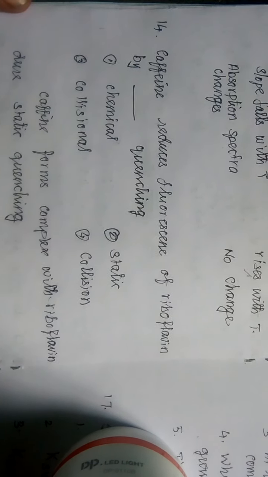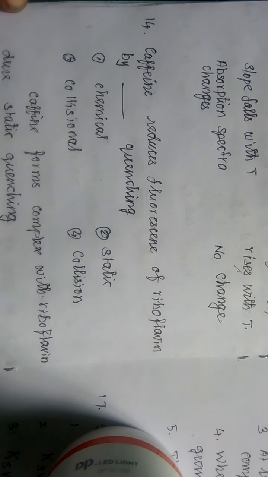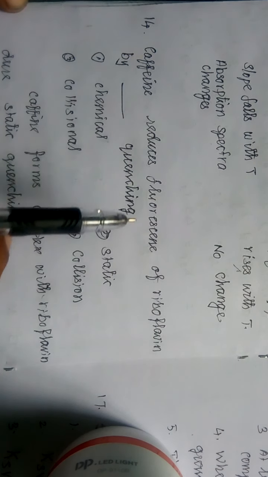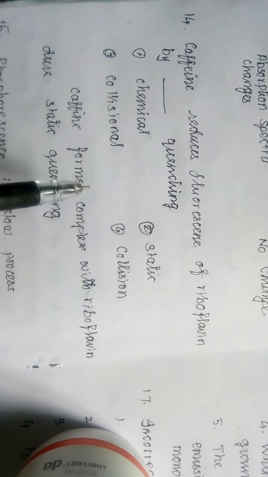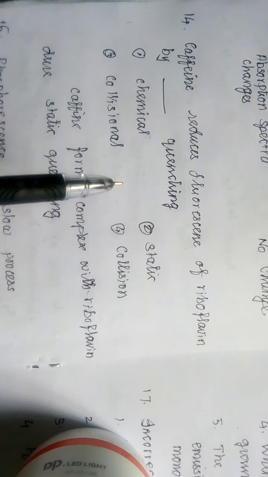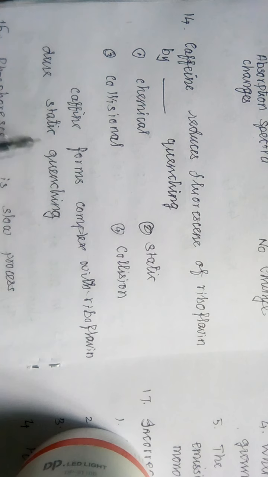Questions like this will also be asked, so we have to learn this. Caffeine reduces the fluorescence of riboflavin by dash quenching. Caffeine is a molecule that forms a complex with riboflavin, which is static quenching. So during static quenching, the quencher and the fluorescer form a complex. These are the points for static quenching.